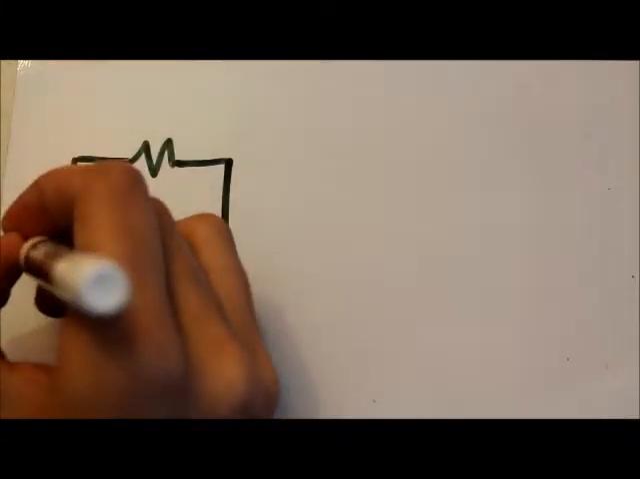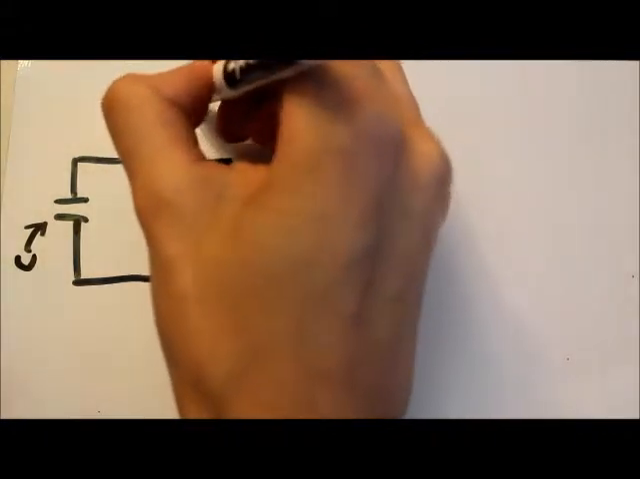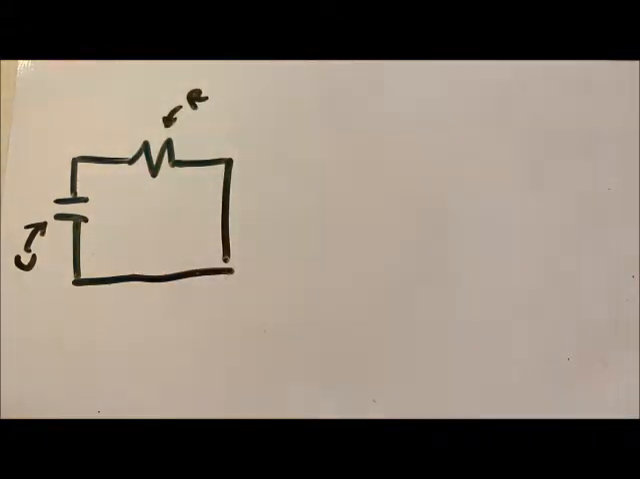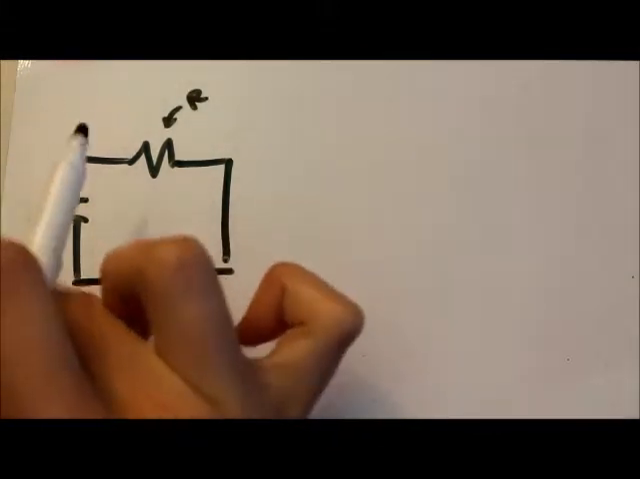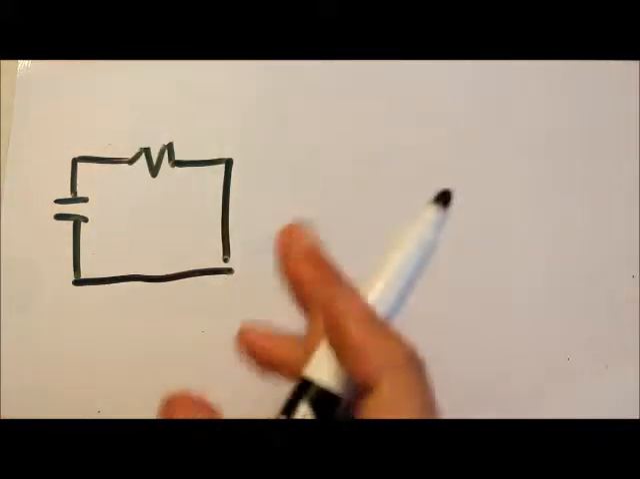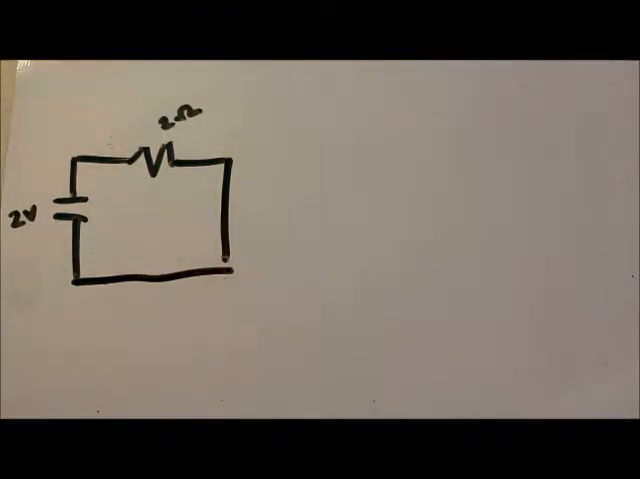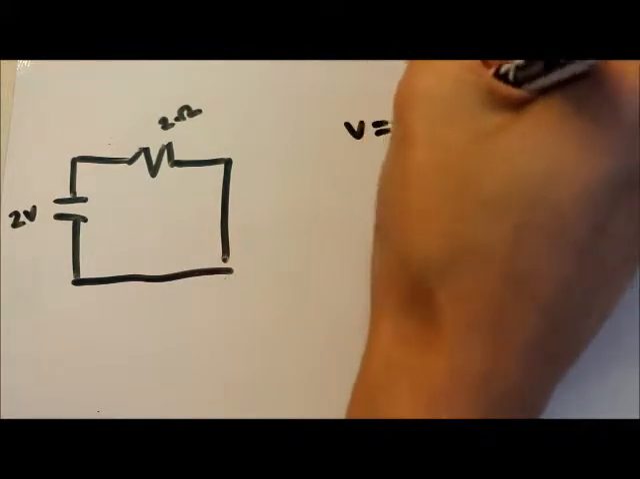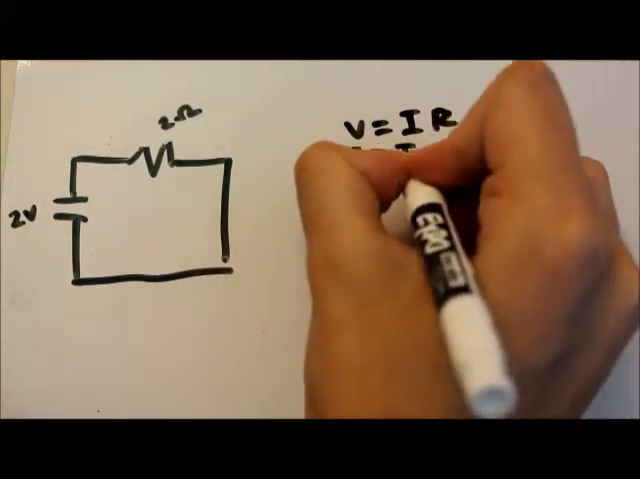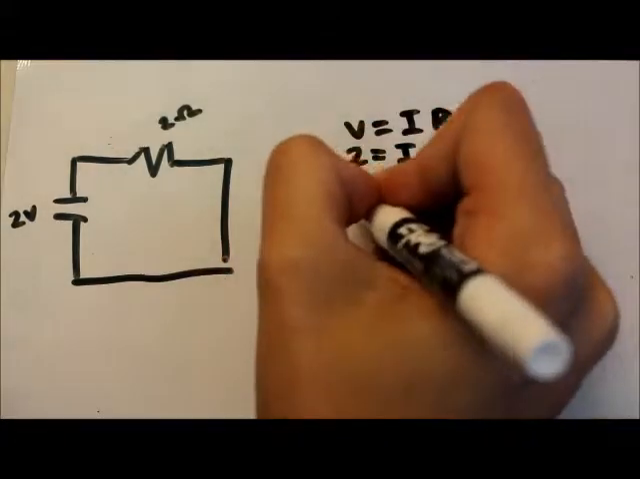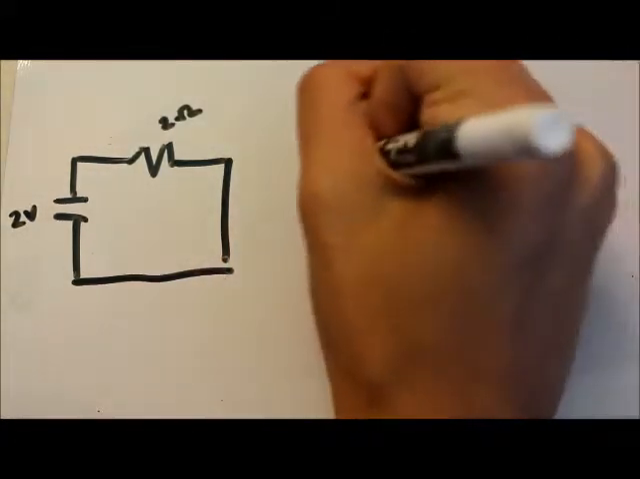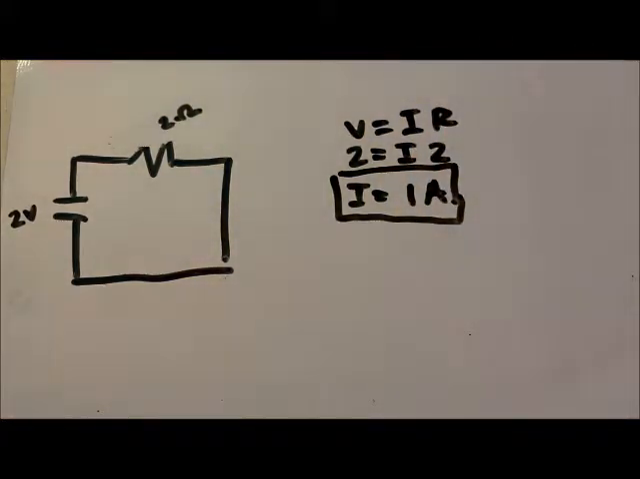Take this circuit for example. The two lines here represent the battery, and the zigzag here represents your resistor. Now, if we gave our battery 2 volts and our resistor 2 ohms, we would be able to solve for our current using Ohm's law. After our calculations, we would find that the current is equal to 1 ampere.